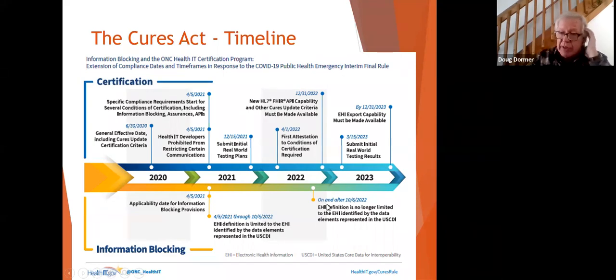Now here's the big one. As of October, just this past October, the EHI definition is no longer limited to the EHI identified by the data elements represented by USCDI. So let's work with this. Back in 2011, the first stage of meaningful use for interoperability required that you print a piece of paper and give it to the patient with these 11 items on it.